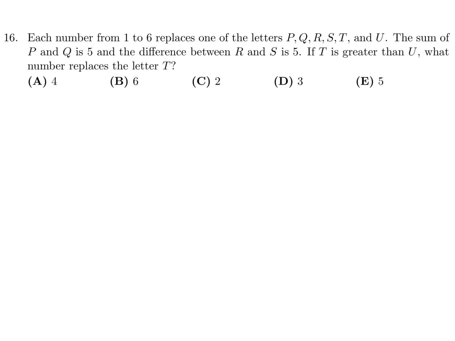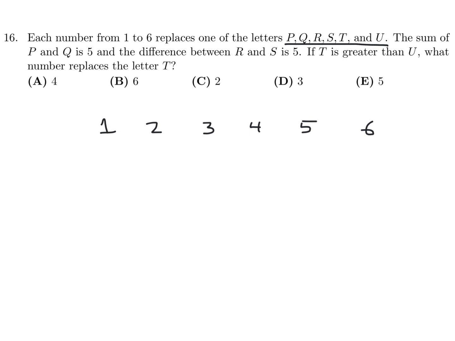Each number from 1 to 6 replaces one of the letters P, Q, R, S, T, U. The sum of P and Q is 5. The difference between R and S is 5, and T is greater than U. What number replaces the letter T? Okay, so we got 1, 2, 3, 4, 5, and 6. These are the numbers, and they are going to represent P, Q, R, S, T, U in some order.